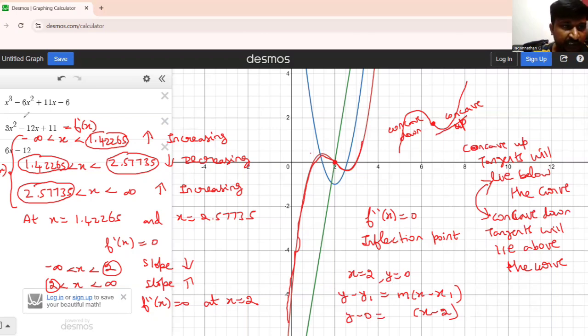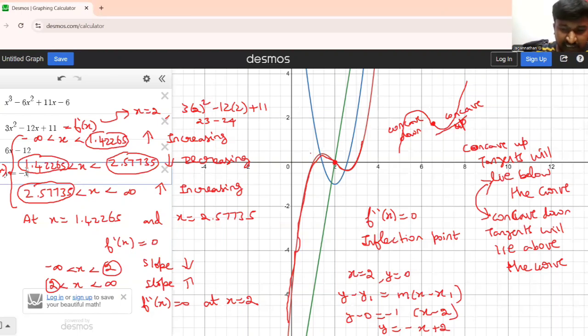The slope is nothing but this curve, 3x square minus 12x plus 11. I am going to substitute x equal to 2 in that. Let's see what happens if I substitute x equal to 2. I'll be getting 3 into 2 square minus 12 into 2 plus 11. So this becomes 12, 12 plus 11 is 23, 23 minus 24, so we're getting negative 1. So you are getting y equal to minus x plus 2. This will be the equation of the tangent at the point x equal to 2.